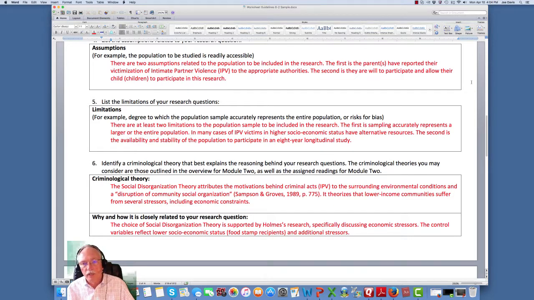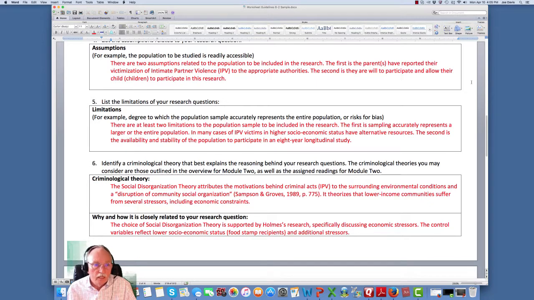The first is whether the sampling accurately represents the larger or entire population. It may not. That could be one of the limitations, because when you look at the last one, the assumptions we made, there are people who could be a victim of IPV and not report it to the police. They have alternative methods of handling it. Either they just don't report, or they're wealthy enough or have the connections enough to get a divorce or those sorts of things without going to the police.